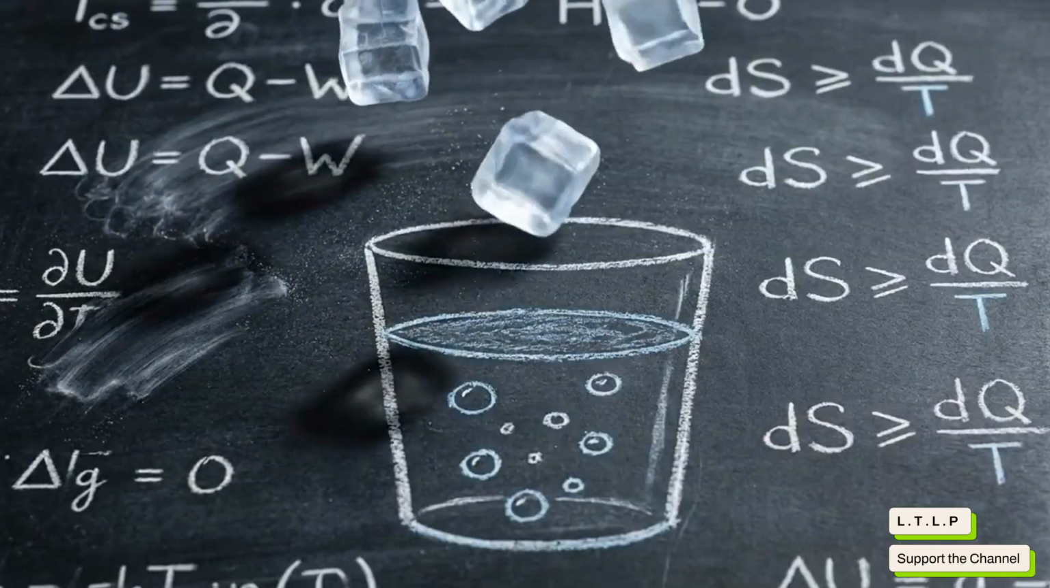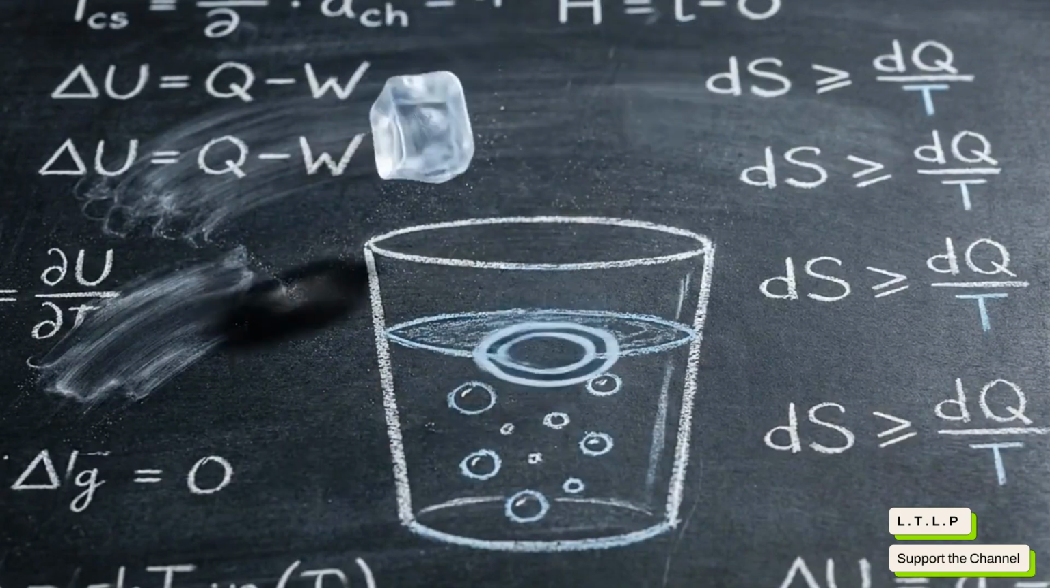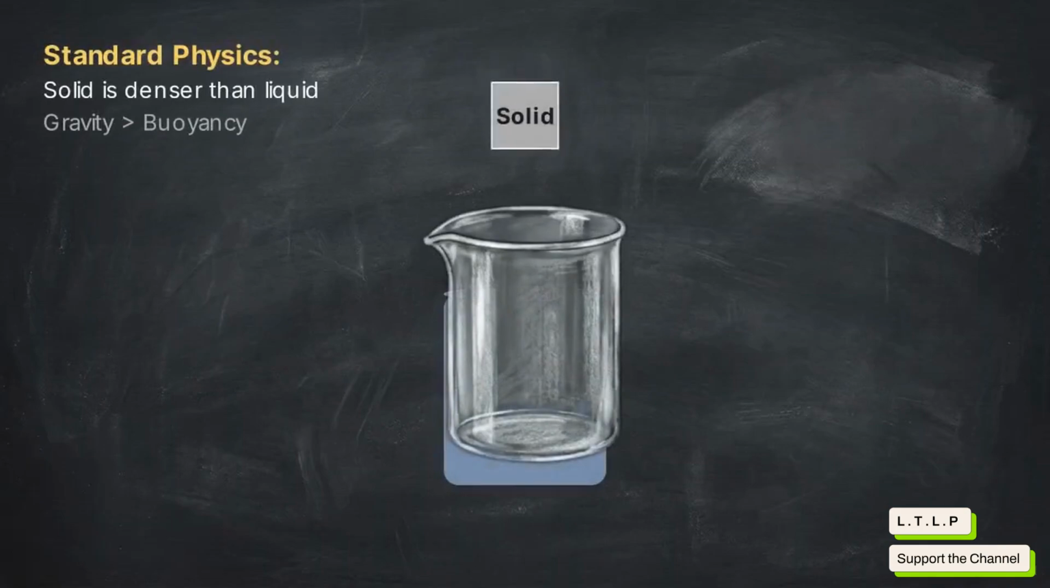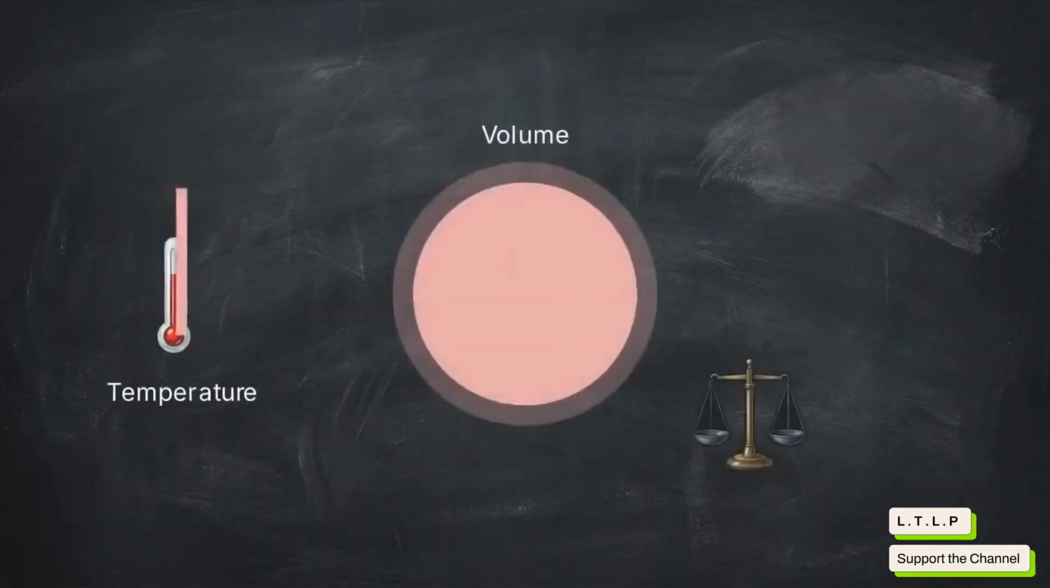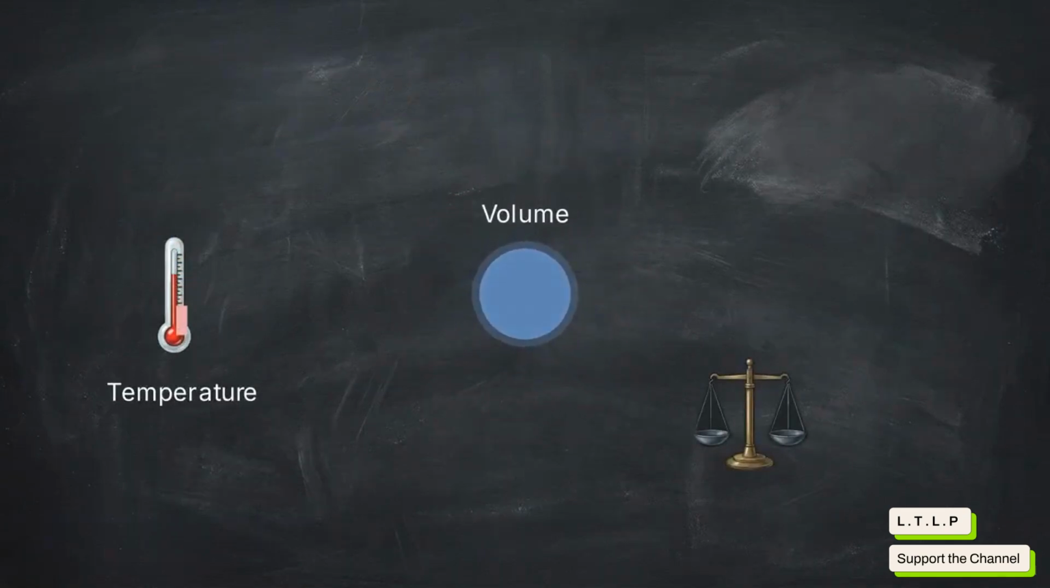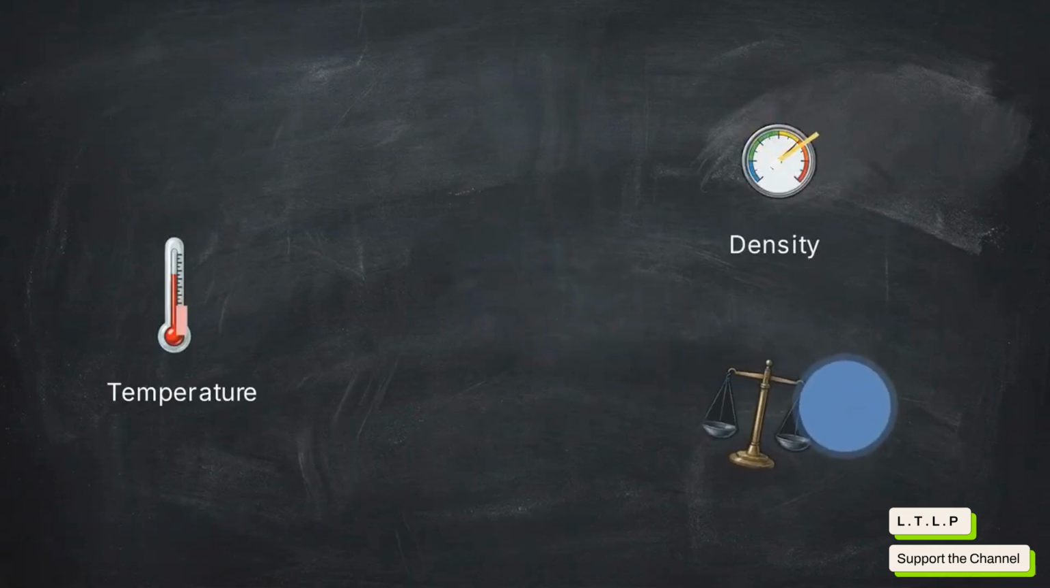Drop a few ice cubes into a glass of water, and they immediately bob to the surface. It happens every time, but according to the standard rules of physics, those solid cubes should sink straight to the bottom. Cooling a substance almost always causes it to contract. As the temperature drops, the volume decreases and the overall density goes up.